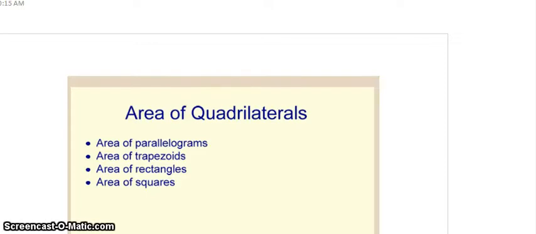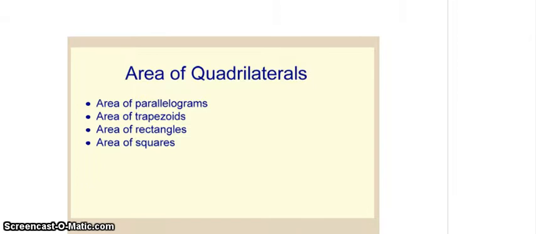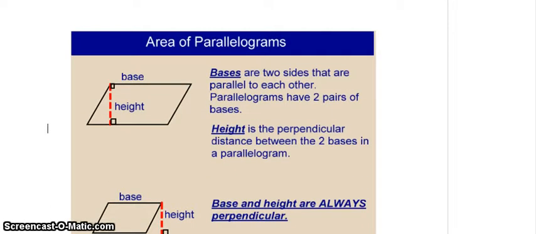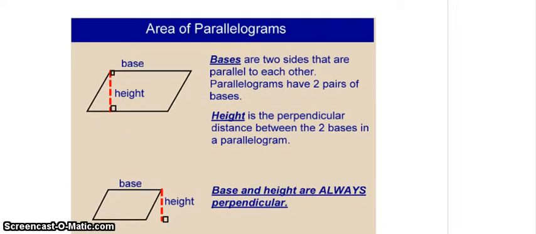In this section, we're going to be learning about area of quadrilaterals. This includes area of parallelograms, trapezoids, rectangles, squares, and rhombuses. So keep in mind that when we talk about quadrilaterals, there are two main types. There are trapezoids and parallelograms. So let's start with parallelograms.